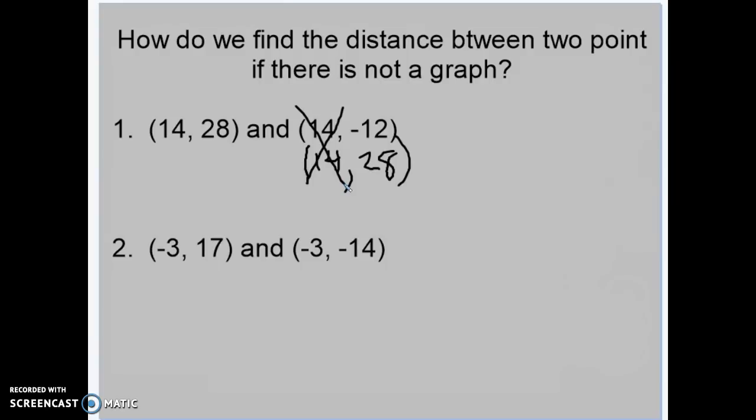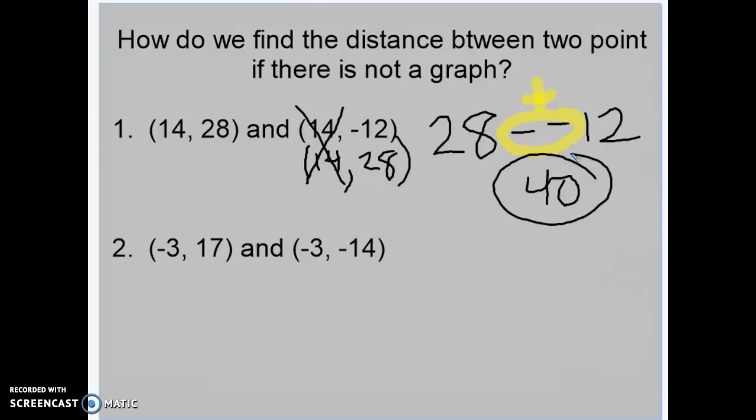Now we need to find the distance between 28 and -12. I always start with a positive number if that's given. So I'm going to do 28 minus, because that tells me the difference between the two, and then -12. Well, we know because we have two negatives here that that's really adding, which tells me that those 2 points are also in two different quadrants. So 28 plus 12 gives me 40. Those 2 points are 40 units away from each other.